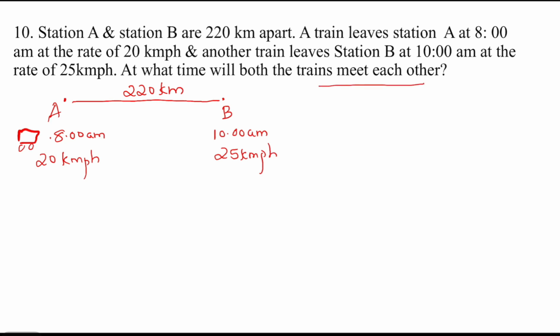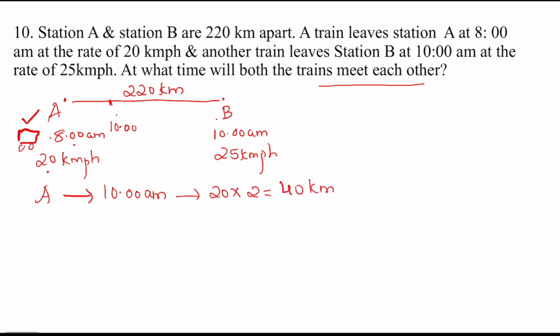So now if we have to find the time at which they will meet, first we have to see till 10 a.m., because one is at 8 a.m. and another is at 10 a.m. So how much will the first train cover till 10 a.m.? In 1 hour it covers 20 km, so in 2 hours it will cover 20 into 2, 40 km, isn't it?